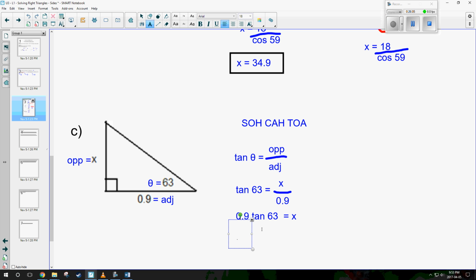And then we just have to type that value into our calculator. So 0.9 multiplied by tan of 63 gives us a value of 1.7, but our next decimal is a 6. And remember, we always want to round to one decimal place, so we have to round up to 1.8 for our final answer. So our x value in this case is 1.8.